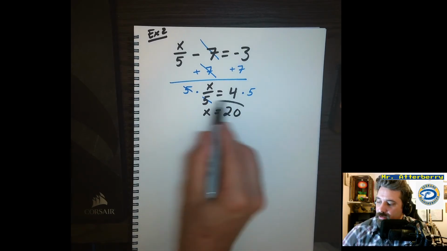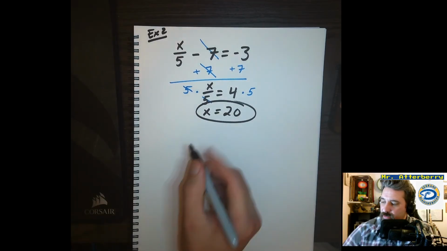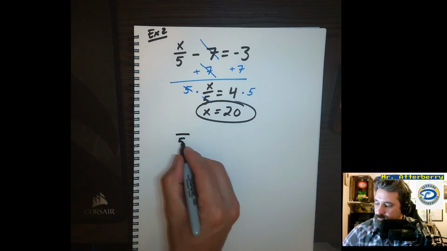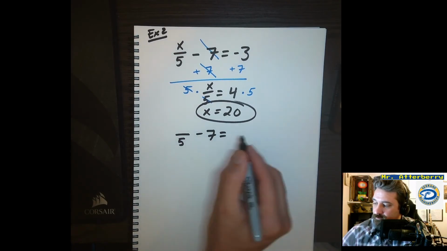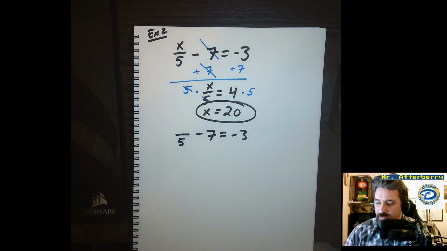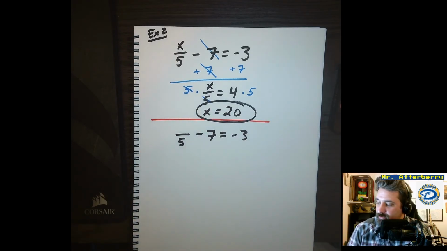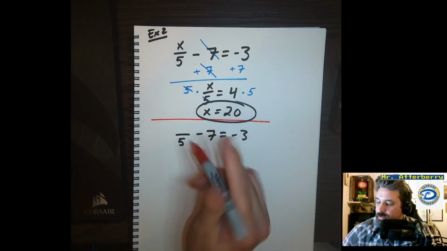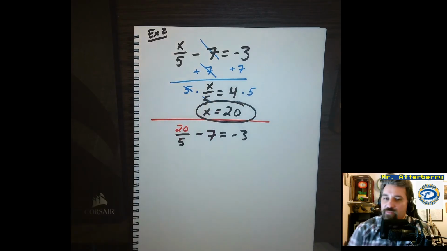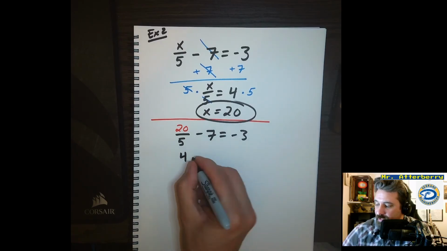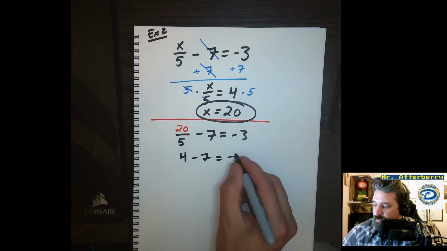Okay. Now, let's check our work. I like to check my work. So if I was given some number divided by 5, and then we take away 7, and that equals negative 3, and I got 20 as an answer, I'm trying to check my work. I plug it right back in where the x was, and let's see what I get. 20 divided by 5 equals 4. Then I take away 7. Does that equal negative 3?